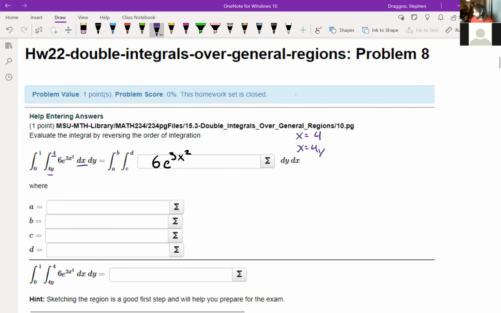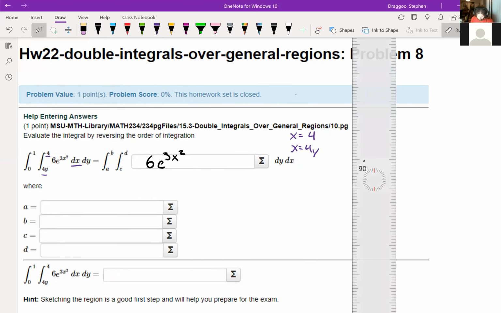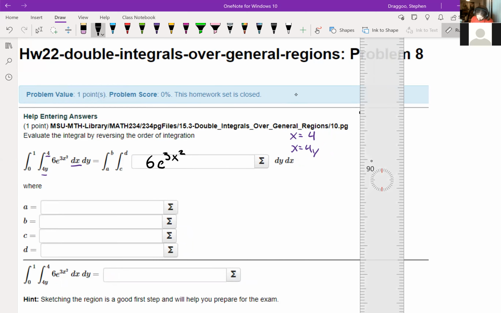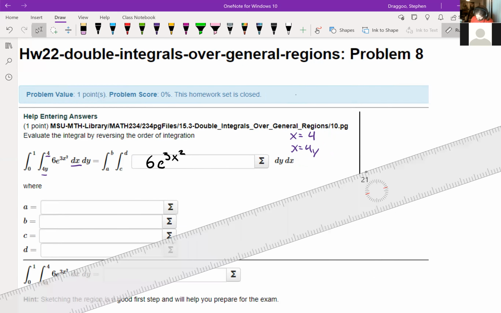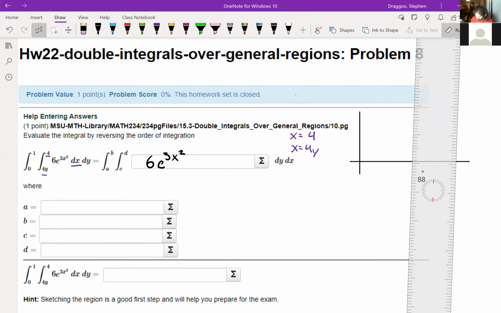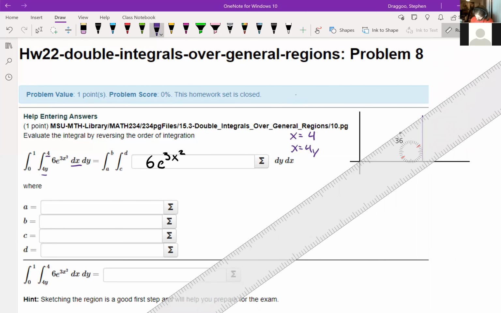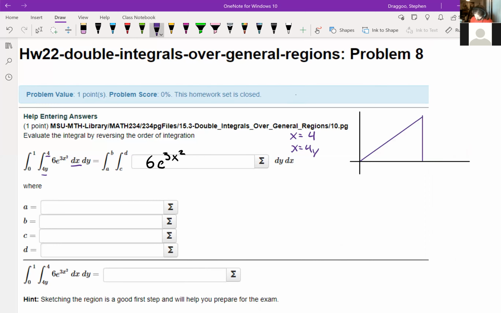So if we put these things on some coordinate axes, sketch a couple of those pieces out real quick. We'd have the line x equals 4. It's just a vertical line over here somewhere-ish. And the line x equals 4y should hopefully be that one. So x equals 4y and x equals 4.